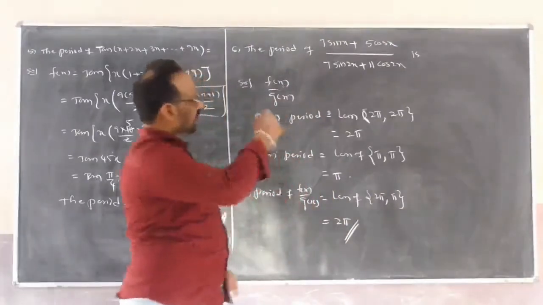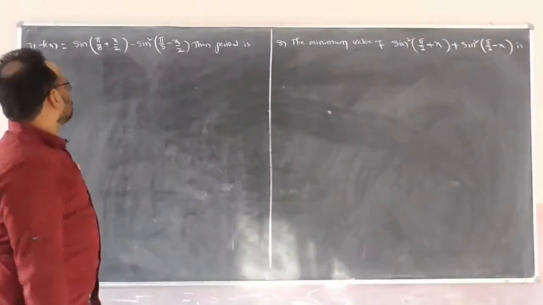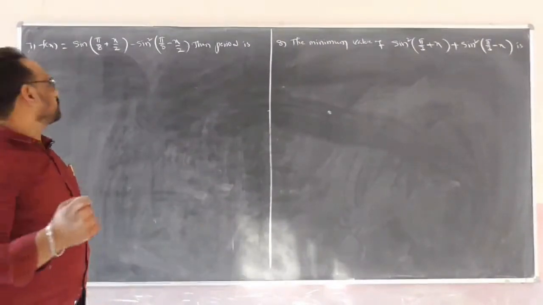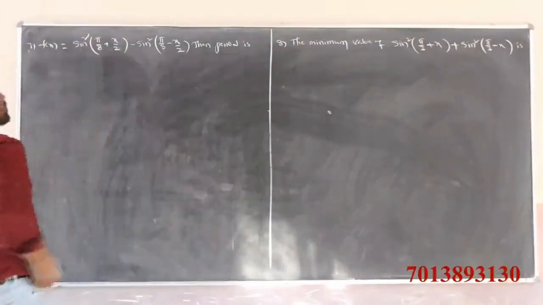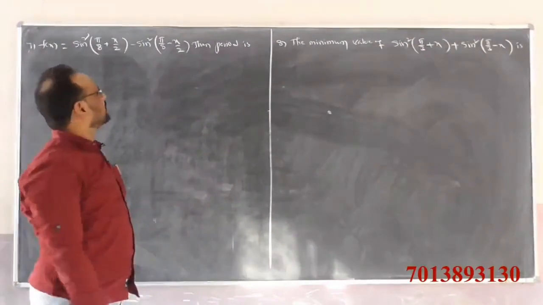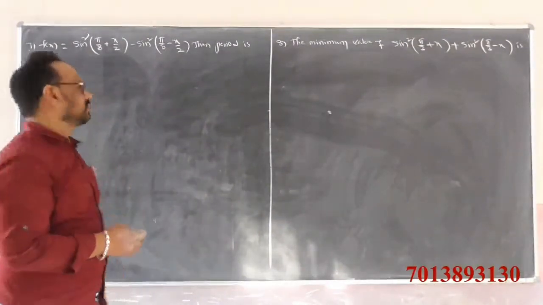Therefore, the period of the given function is 2 pi. Next, f of x is equal to sin square (pi by 8 plus x by 2) minus sin square (pi by 8 minus x by 2). We want the period of f of x.